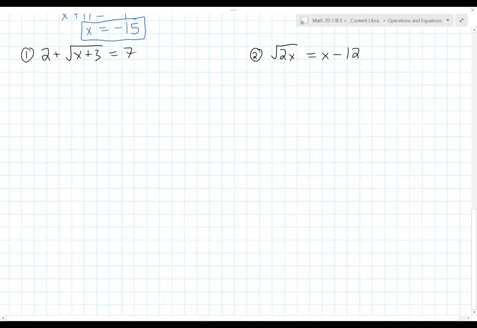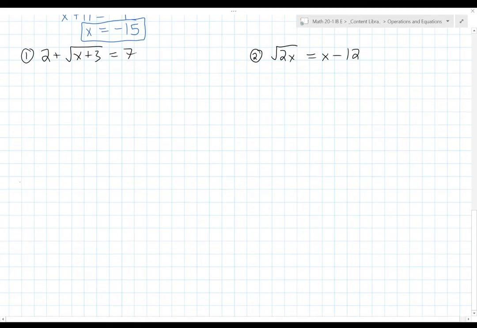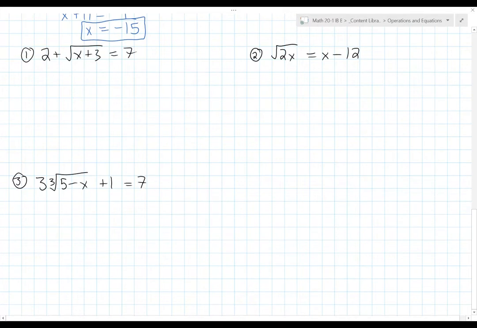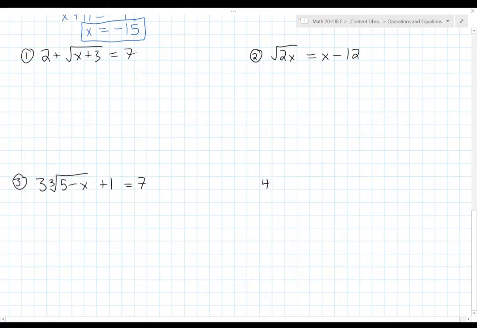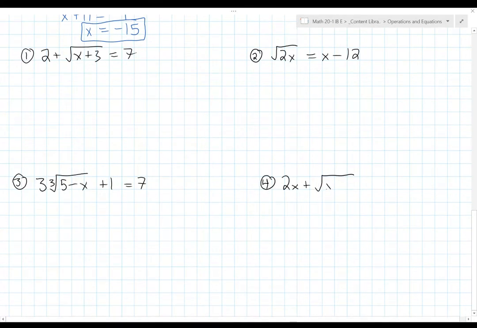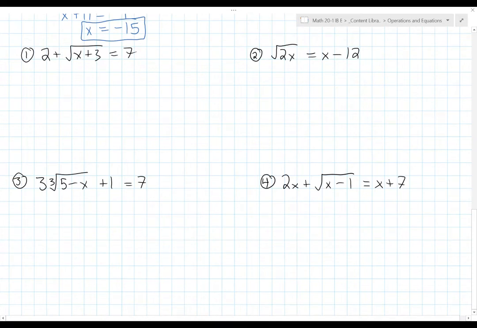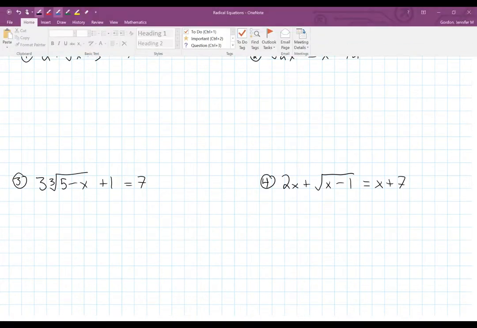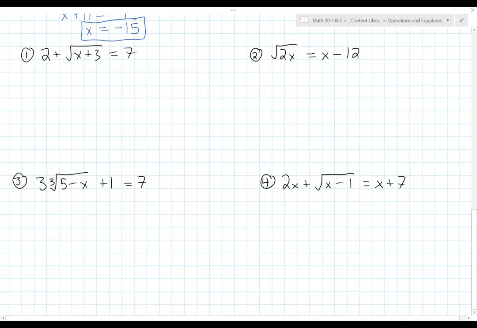It's a little more complicated than anything we've done so far. We have 3 times the cubed root of 5 minus x, plus 1 equals 7. And we have 2x plus the square root of x minus 1 equals x plus 7. So go ahead and pause the video here and try those equations. But I'm going to go ahead and I'm assuming you've now gone off and practiced them. So here are the solutions.